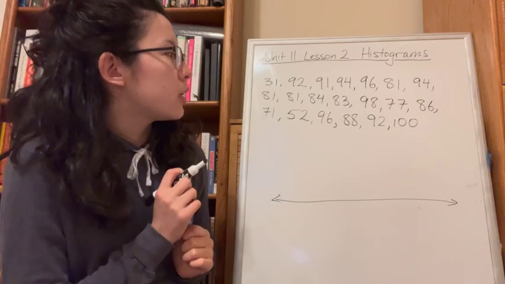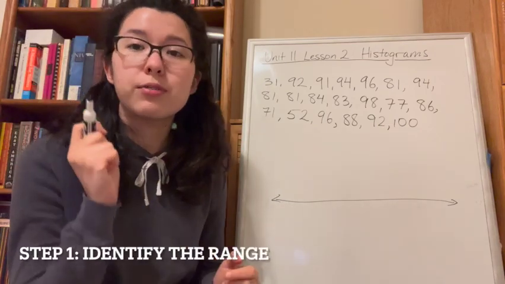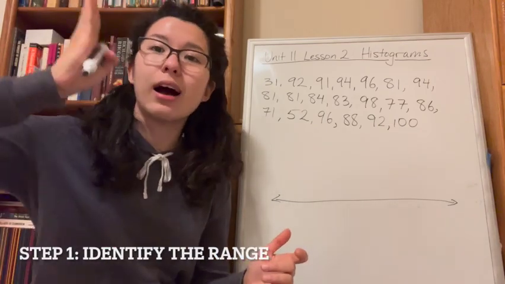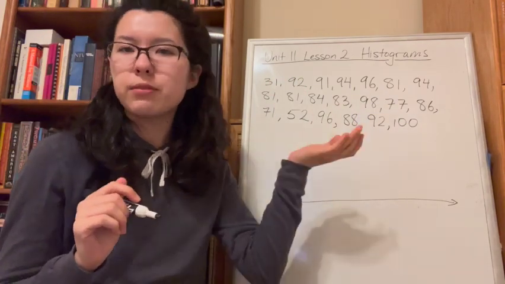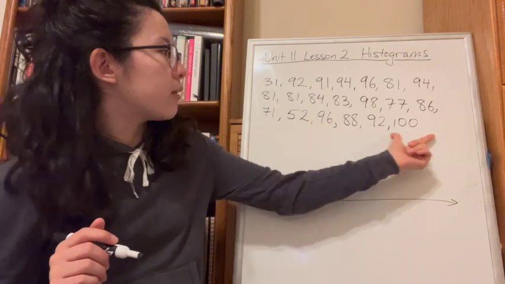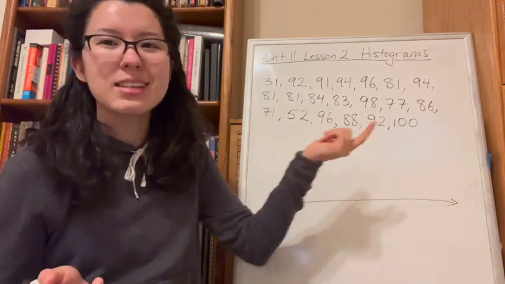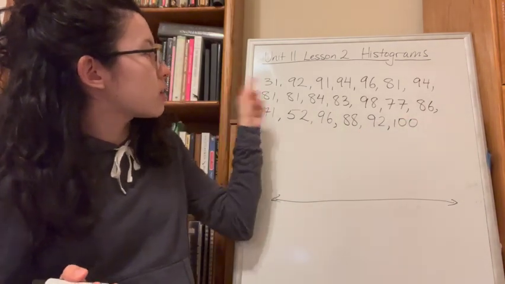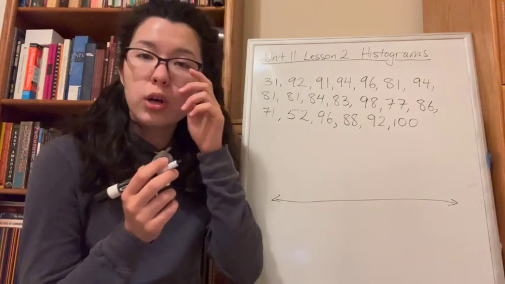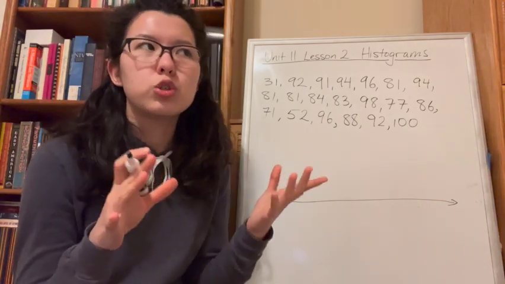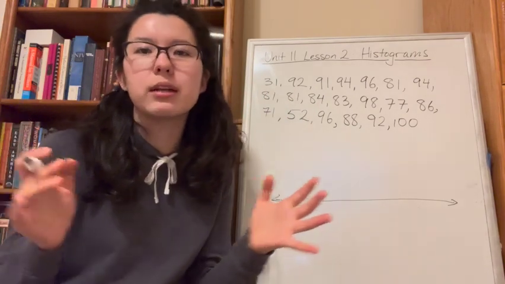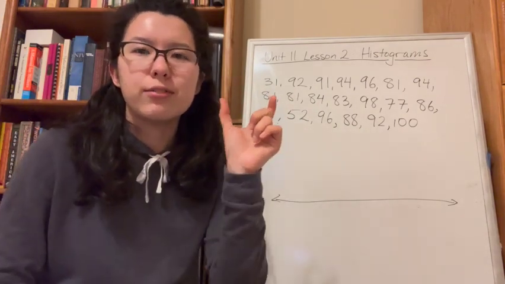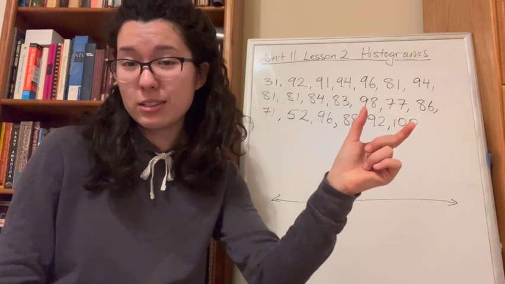When you are first creating your histogram, it's important to identify the range. That means the highest to lowest value that you have. Obviously, looking at this data set, we have a 100 here, so that's going to be our highest. And then the lowest value, I think, is a 31. So you're going to choose a range that really lets you put all of your data points on this number line, and also will allow you to have evenly spaced bins.